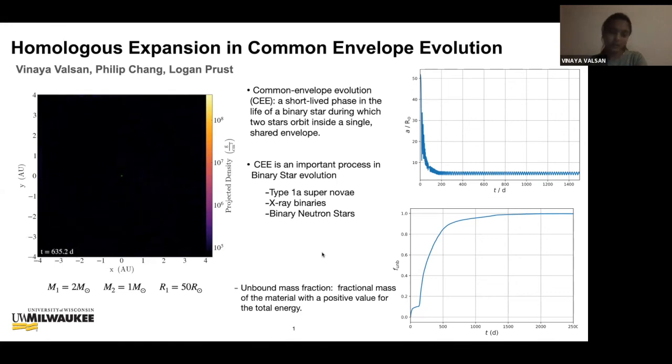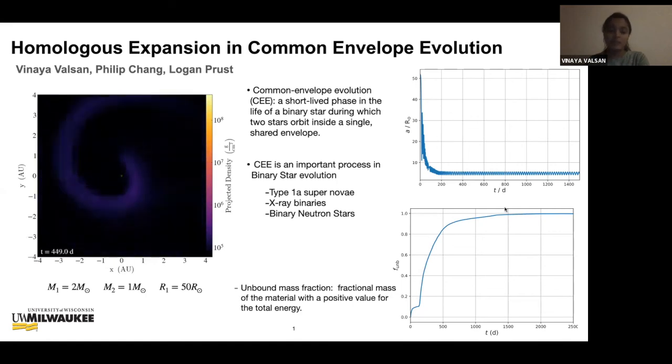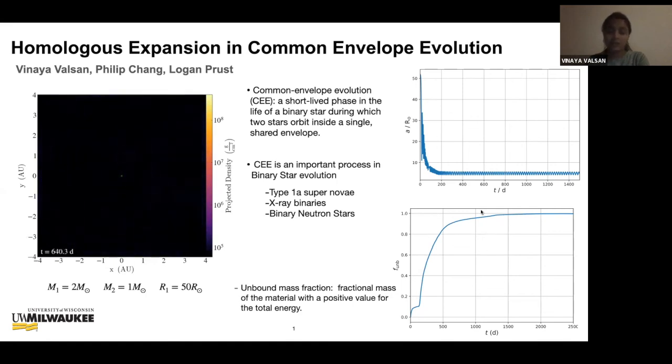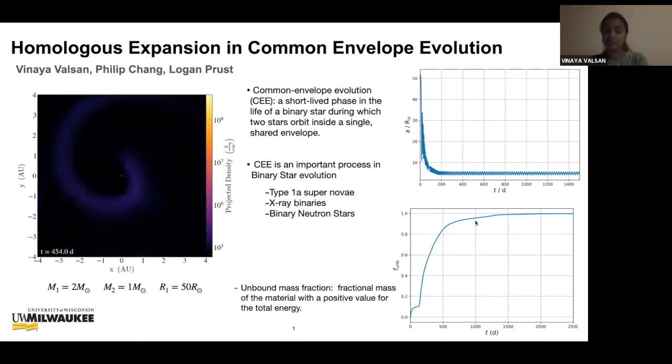Considering masses or gas particles with total energy greater than 0 as unbound, we see that in our simulation around 1000 days, most particles become unbound, or in other words, the system ejects most of its envelope.